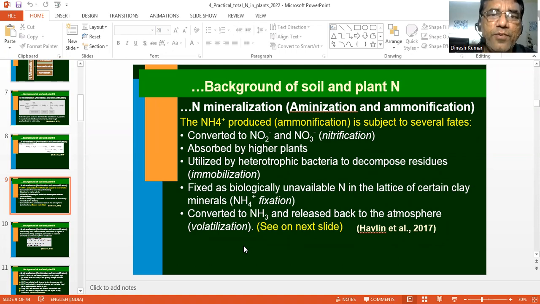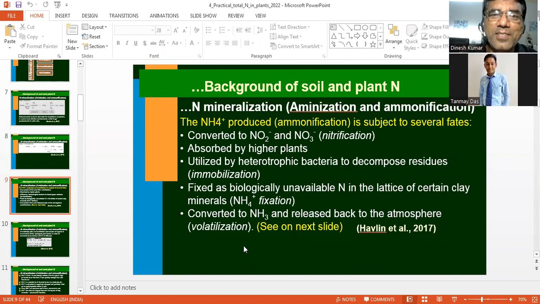So this ammonical form is not a stable form. It can go into different routes, and it can go to different routes simultaneously also. So it is liable to be lost very quickly by different routes, except immobilization or ammonium fixation, where it will remain in soil.